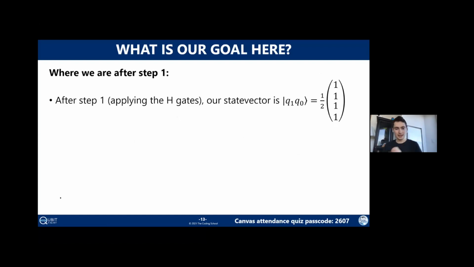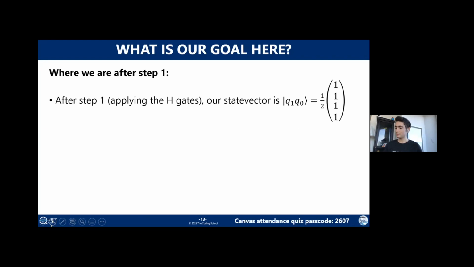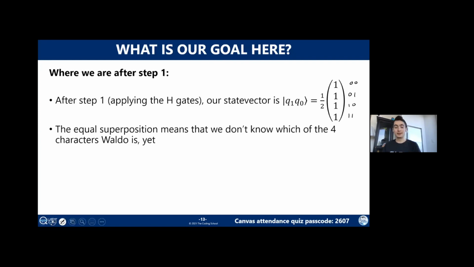Okay, so after step 1, we have applied our H gates, and our state vector is now this, right? So that's essentially what I had before. If you wrote this as a state vector, you would get 1/2 with 1s in all of the entries. And remember, the way that we label these is just by increasing binary order, right? So the top one is 00, then 01, then 10, then 11. And as I mentioned before, this equal or uniform superposition means that we don't know which of the 4 characters Waldo is yet. This is just setting the stage for step 2.